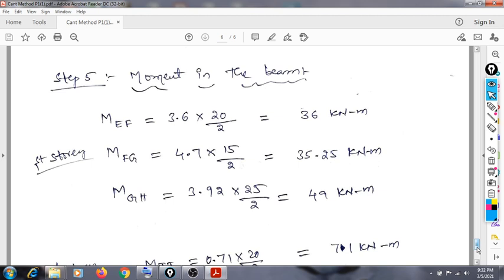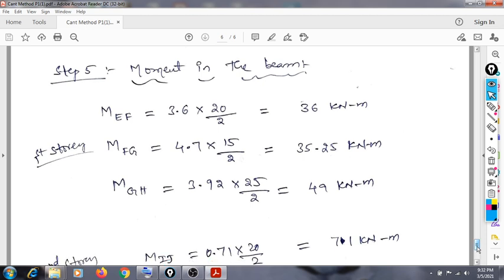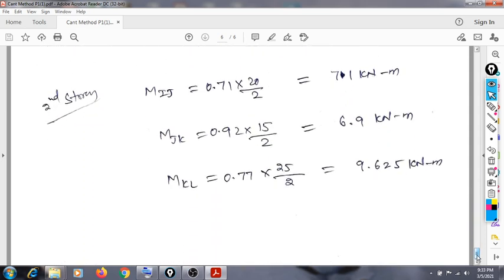So the columns are completed, and for beams we directly find the moment in the beam by the shear force at each end into the total distance by 2, considering the half section, because the point of contraflexure lies at the center. So we are taking the distances 20 by 2, 15 by 2, 25 by 2, 20 by 2, 15 by 2, and 25 by 2 accordingly. So this is regarding the first problem of the cantilever method.